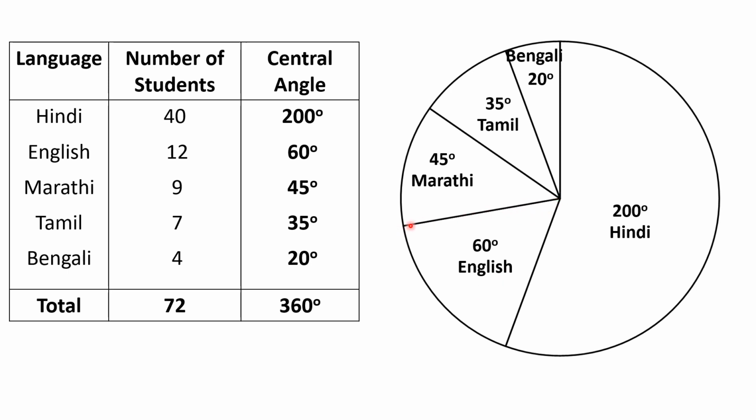Put the D here, protractor here, corresponding to 0. Measure in the clockwise direction an angle of 45 degrees. Draw this radius and make the sector, write 45 degrees, Marathi. Then again put your D here, 0 here, towards the right, in the clockwise direction, measure 35 degrees, draw this line or radius and write down 35 degrees, Tamil. This line was already there, this line we have just drawn, so this sector has taken shape on its own automatically. The last one is 20 degrees, Bengali-speaking students.